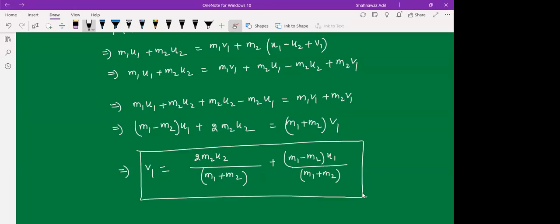Is this much long? Yes, sir. Okay. Is this much long?